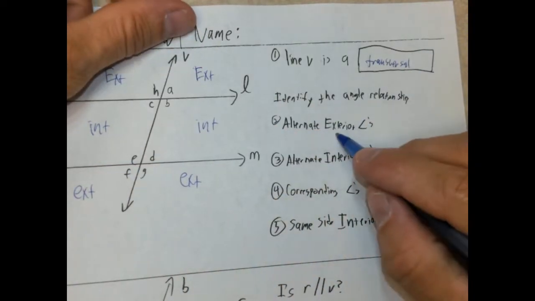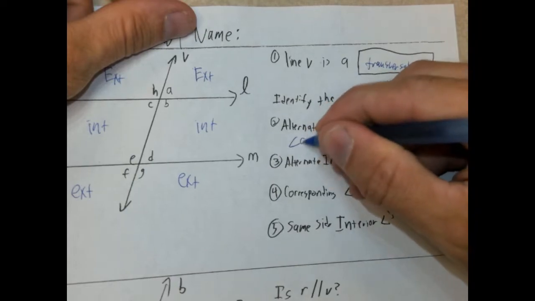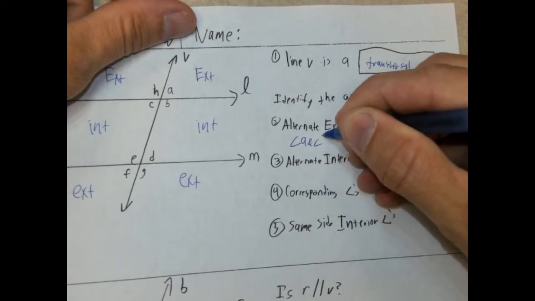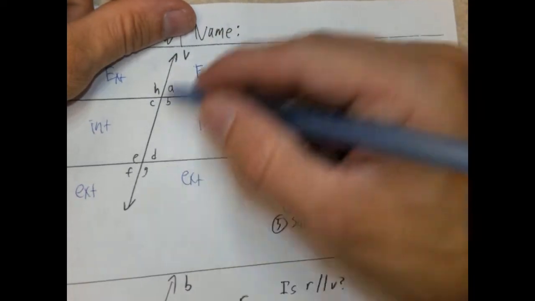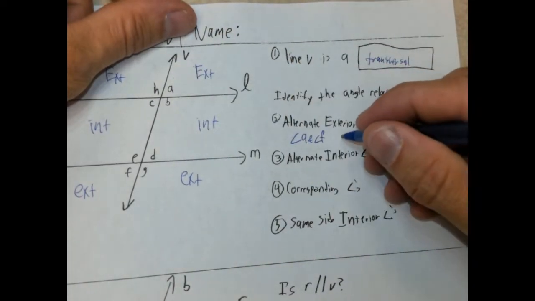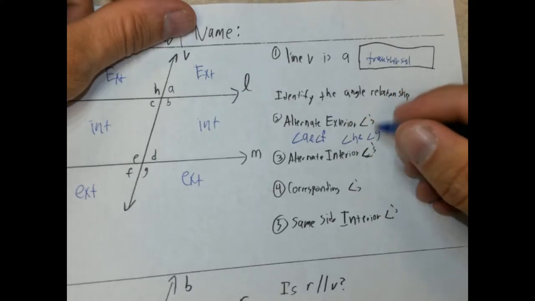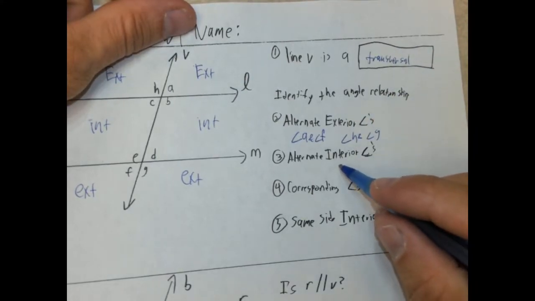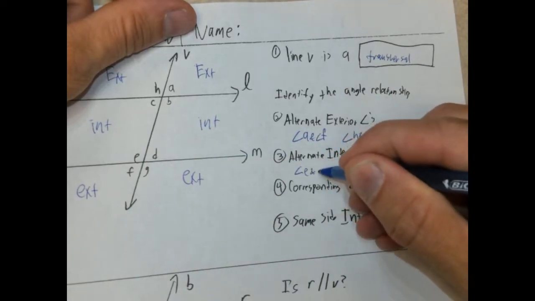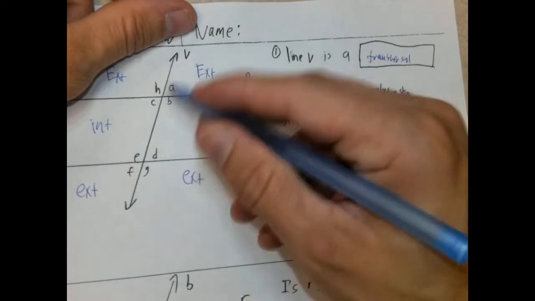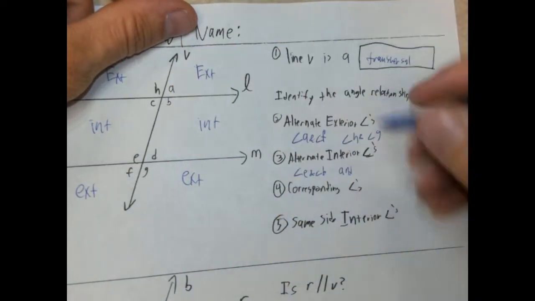Alternate exterior are going to be angle A and angle F, and then H and G, because they're on alternate sides of the transversal and they're exterior angles. Okay, alternate interior, so E and B, because they're on alternate sides of the transversal and they're both interior angles, and C and D.